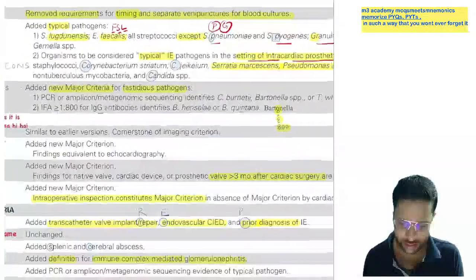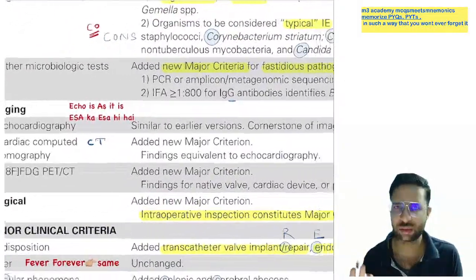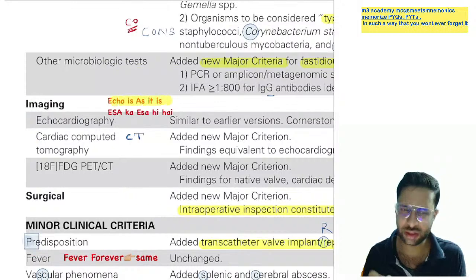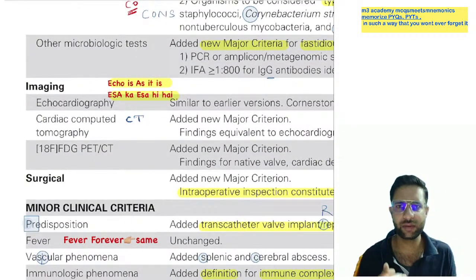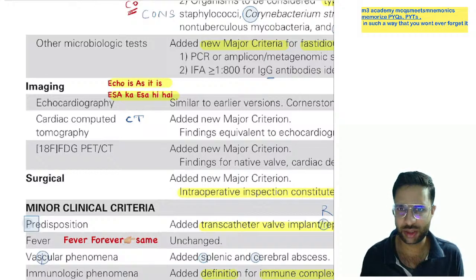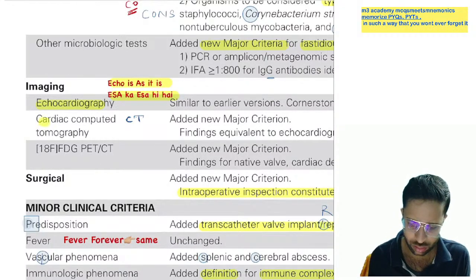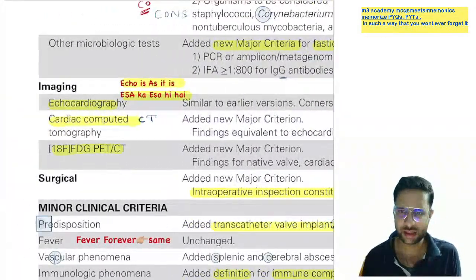Yes, this is the update. Now, echocardiography findings are similar to the earlier version. So you can remember: echo is as it is. The echocardiography findings like vegetation, valvular perforation, pseudoaneurysm are common for the echo, common for the cardiac CT, common for the 18 FDG PET. This finding is common, meaning you will get the same finding here.